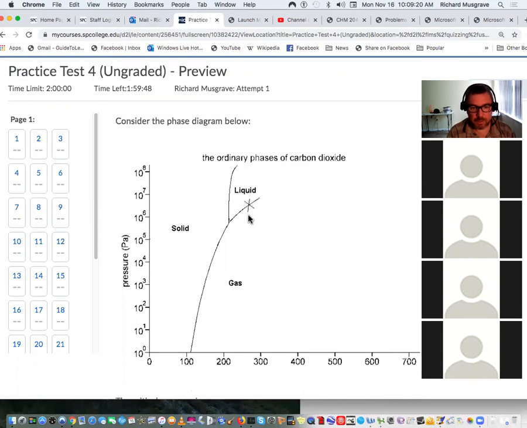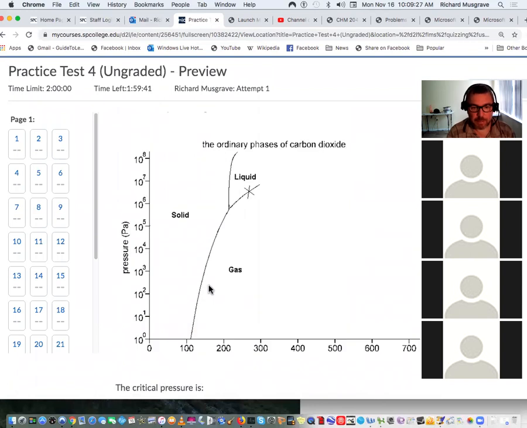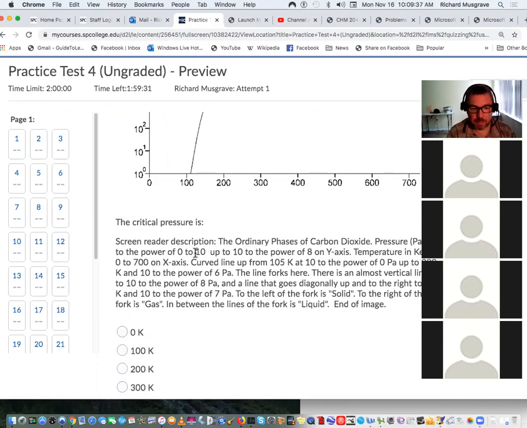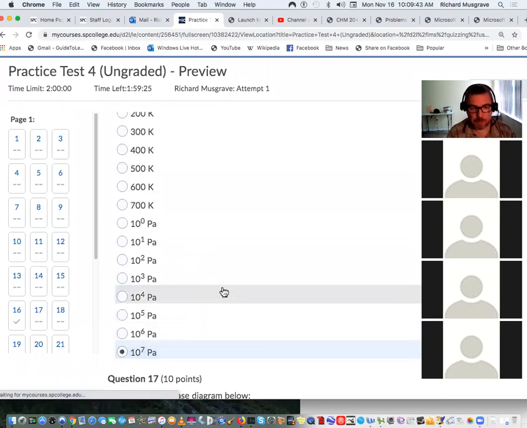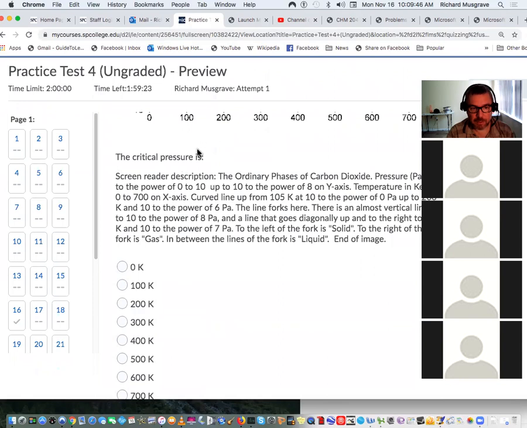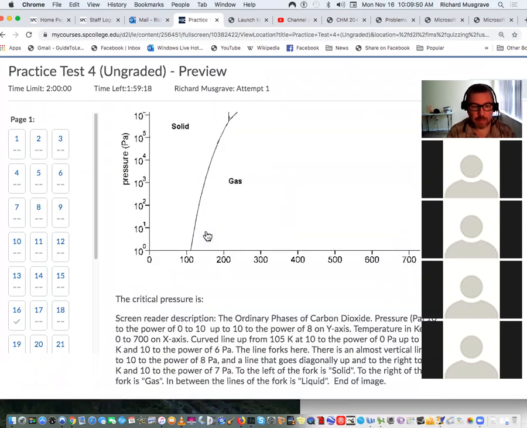Okay, consider the phase diagram below, and you'll notice it's a different phase diagram, but the same things will apply. It's looking for the critical pressure. Now, the critical pressure would be the end of the liquid gas phase line, which would be here, and it would be pretty close to 10 to the 7th pascals, would be the answer there. So you choose 10 to the 7th pascals as the answer. You wouldn't use the temperature because you're asked for the critical pressure. Does anybody have any questions about this one?